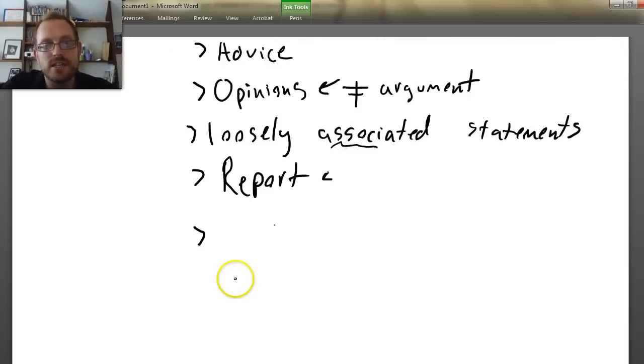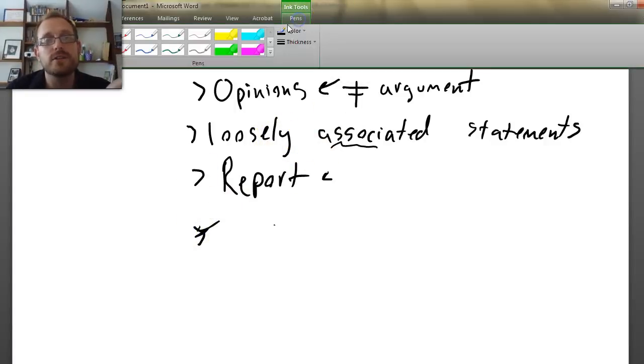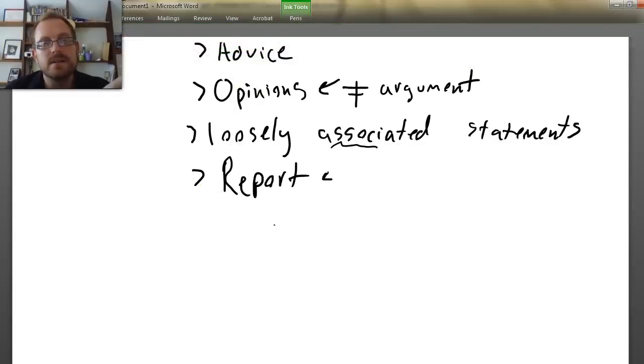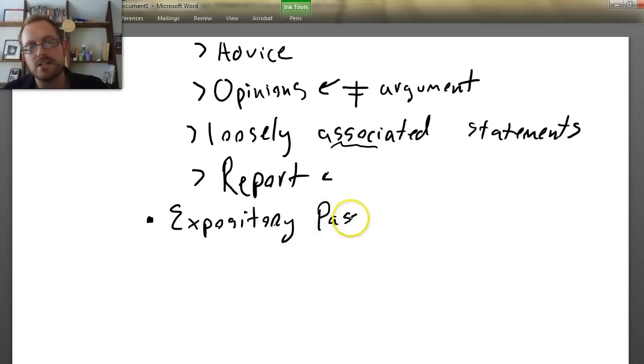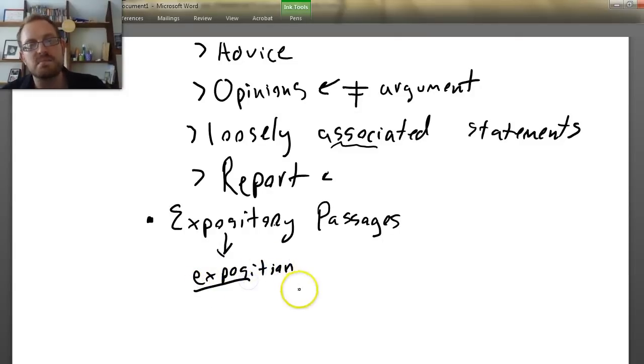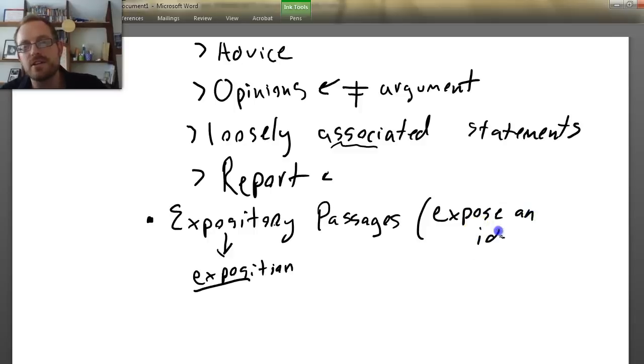So we have non-inferential statements, but there are also other types of non-arguments out there, right? Besides non-inferential statements, another category would be what we call expository passages or statements. Now, what is an expository? It talks about an exposition, and you can see the root word here is to expose. So an expository passage is a series of statements that seek to expose an idea, but their goal of exposing is not the same thing as proving, okay?